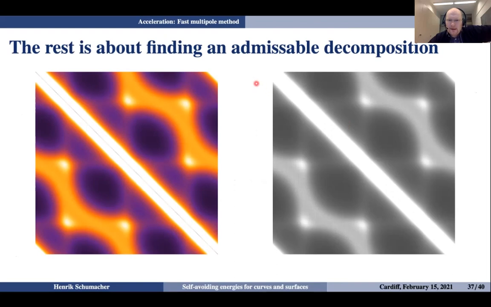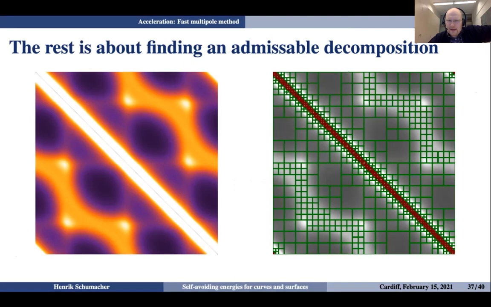And what you do then is you take this overall matrix, you apply some clever technique to decompose the product of the curve with itself into these small blocks. And you get two types of blocks. The green ones, these are the good ones, they fulfill the admissibility condition. And basically you can say, oh, we can replace the whole matrix block by just one number. And we just compute it in the middle. We replace the matrix block by the average.